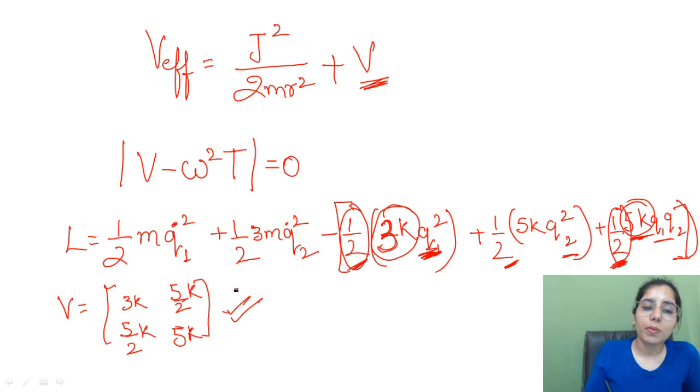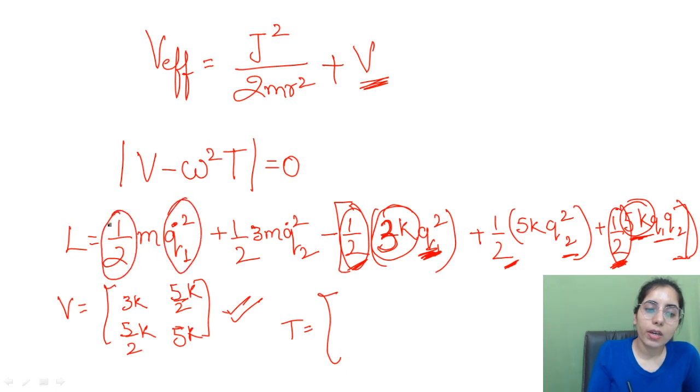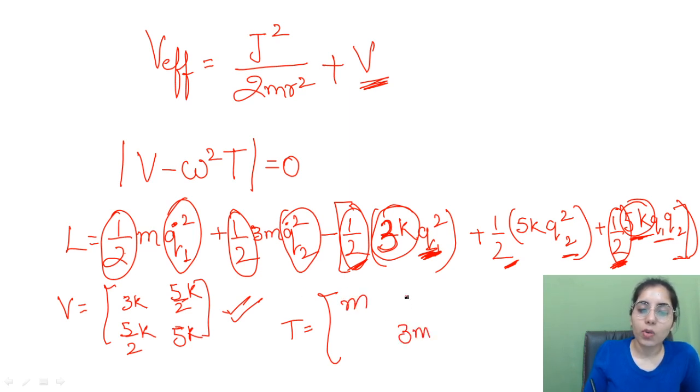How will you form the matrix for the kinetic energy? In the same way, but this time you have to take the coefficients of half q1 dot square and half q2 dot square. So what you get from q1 dot square is m, and from q2 dot square is 3m, with 0 and 0 elsewhere. This is the kinetic energy matrix, okay. That's how you are going to get the potential energy and the kinetic energy matrices.